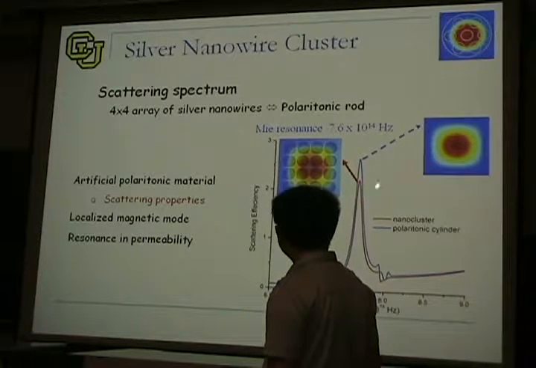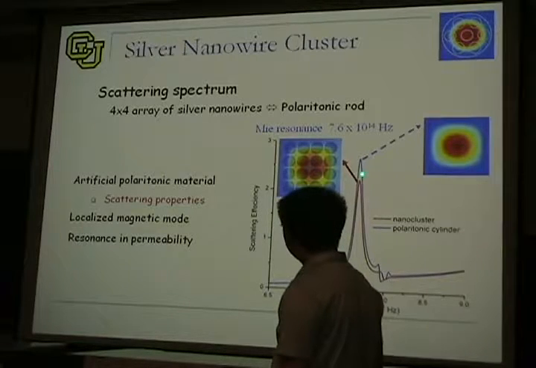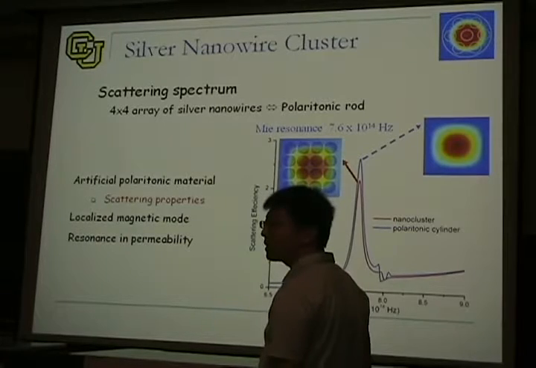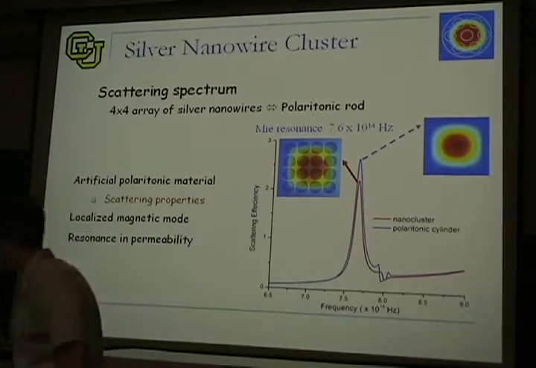Another feature is they both show a strong scattering peak, which corresponds to a magnetic Mie resonance, as shown by the magnetic field patterns here. So indeed, we can use those clusters as our building cells.